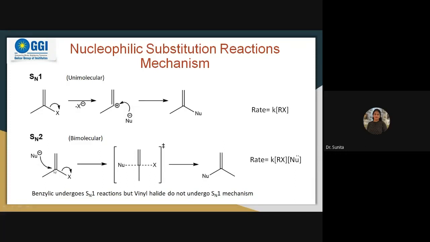And what happens in the case of the SN2 mechanism? Attack of the nucleophile is possible only and only from the back side, not from the front side, because on the front side X is still there. So when the nucleophile has attacked, X is present over here, so it can attack only from the back side. But in this case, the nucleophile has two possibilities. It can attack from the front side, and it can attack from the back side also.